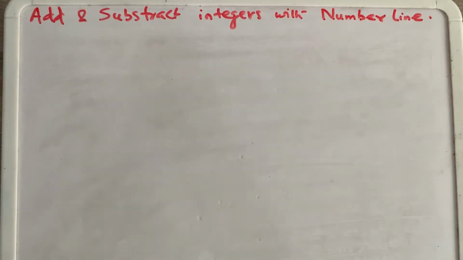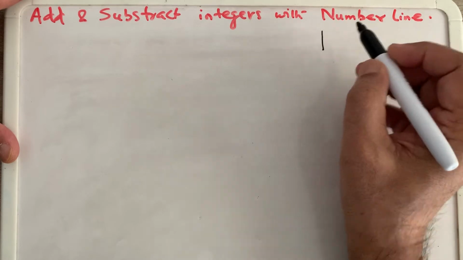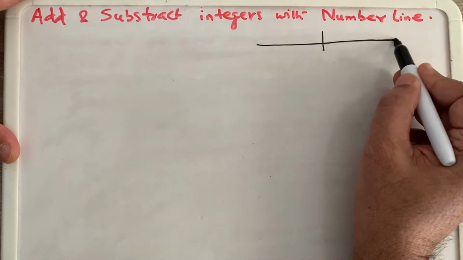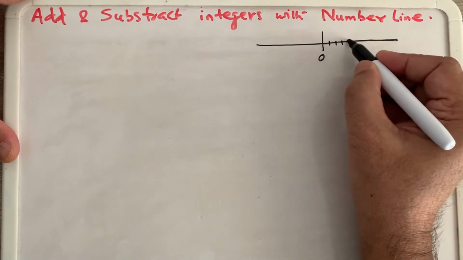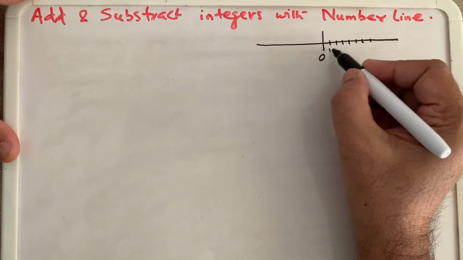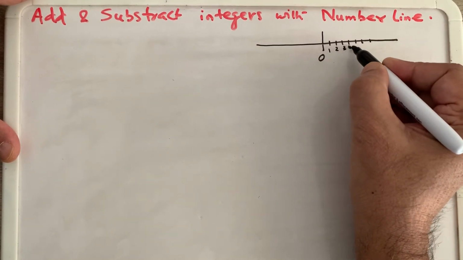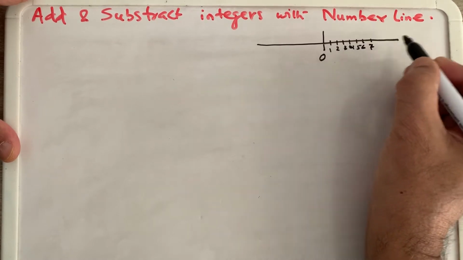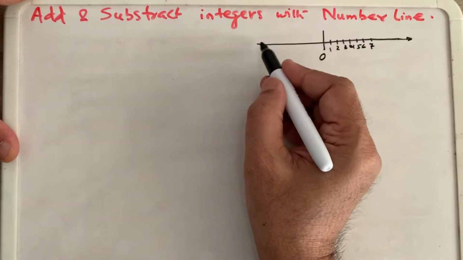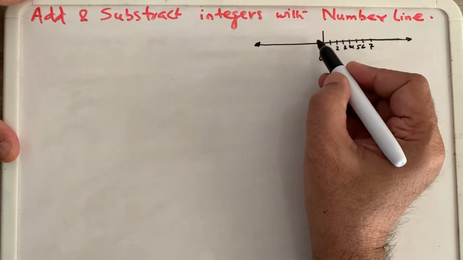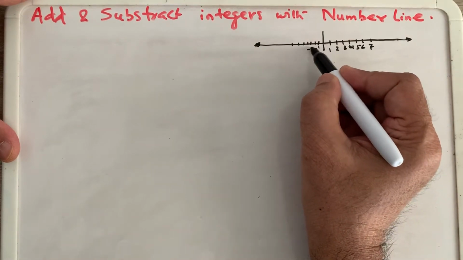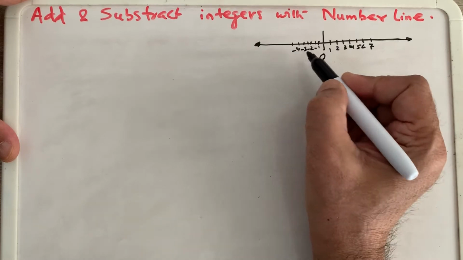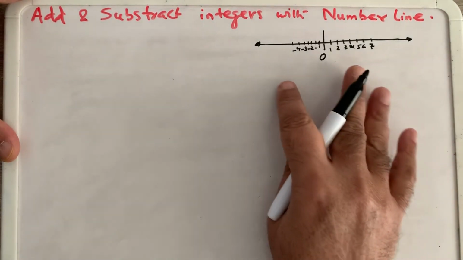So what are integers? Integers are all positive and negative numbers including 0. The number line is a line on which all these integers are placed with 0 in between. These are the positive integers 1, 2, 3, 4, 5, 6, 7, 8 and so on, and negative integers on the left hand side: negative 1, negative 2, negative 3, negative 4, negative 5, etc. This arrangement is called number line.